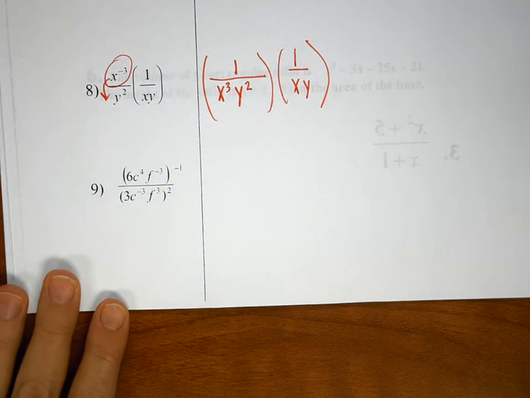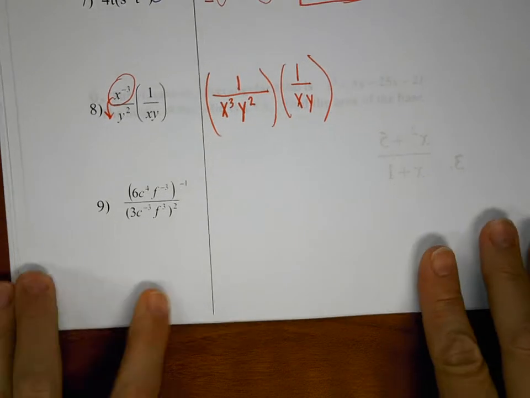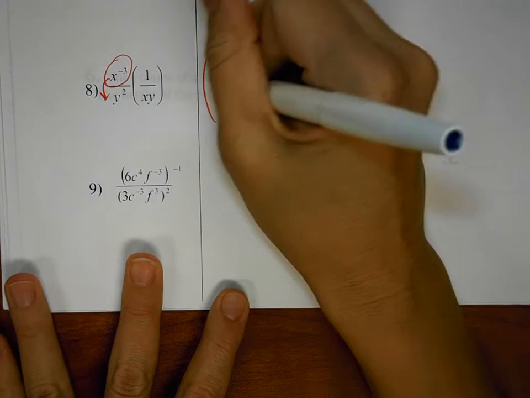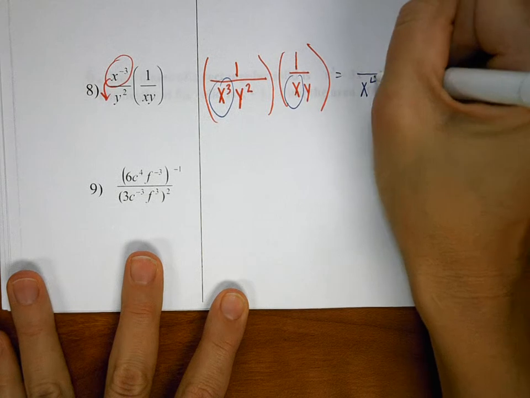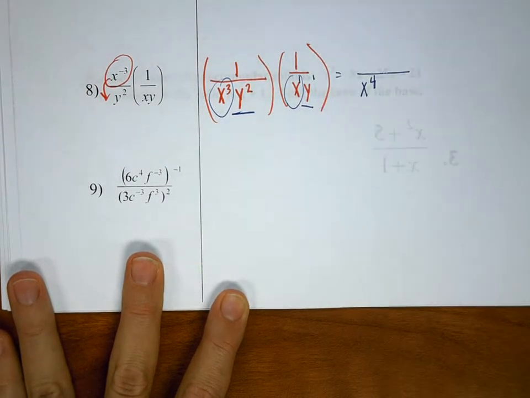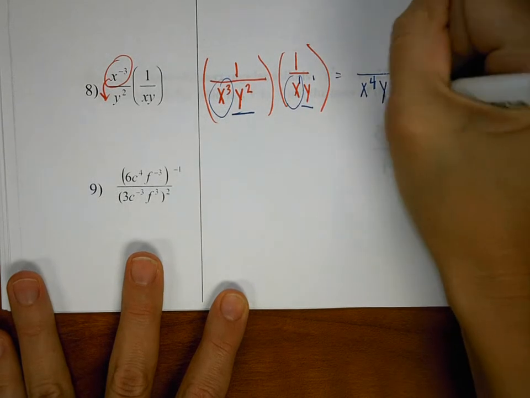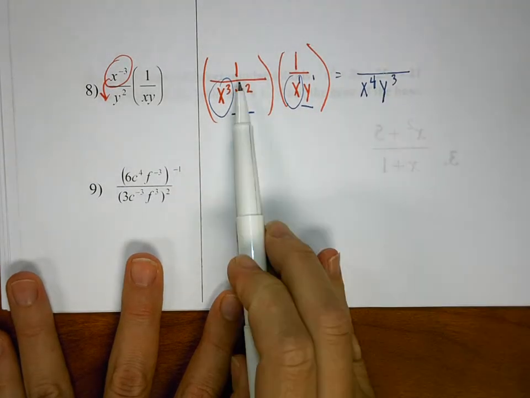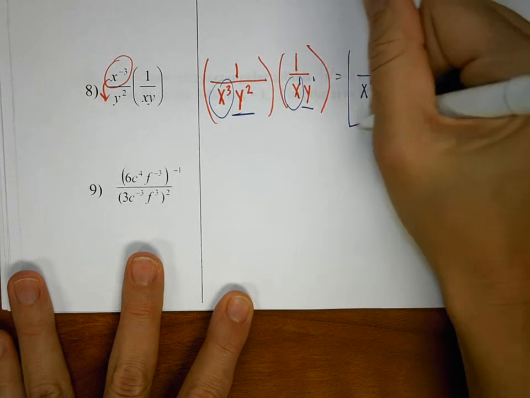Now we combine our terms that can be put together. And if you notice here, we have x to the third and x. Okay, so that's going to make x to the fourth. And then I have y to the second and y. Again, these were 1s. And so we add that, and we get 2 plus 1, which makes y to the third. On the top, 1 times 1 is 1. And that is your answer.